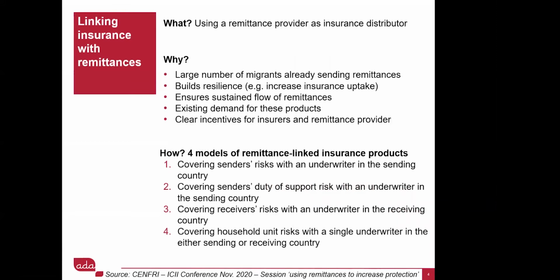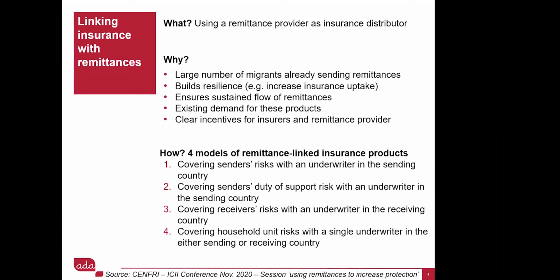So what is all this about linking insurance with remittances? Well, essentially it comes down to insurance companies or insurance providers using remittances as a distributor. Insurance companies use a whole array of different distribution channels, such as banks, MFIs, mobile network operators, shops. So MTOs make a logical distribution partner for insurance providers.